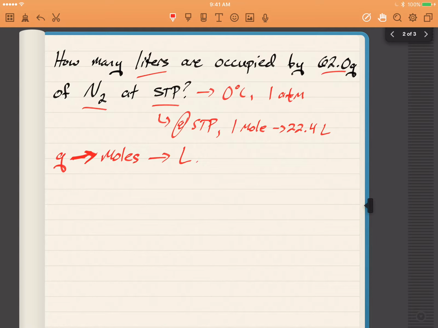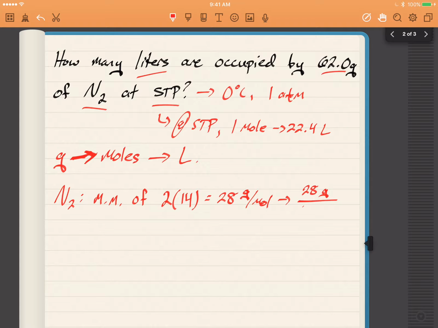N2 has a molar mass of 2 times 14, because there are 2 of them, 28 grams per mole. Am I right? So this tells me that 28 grams is the same thing as 1 mole. I'm going to use that to convert this 62.0 grams into moles.